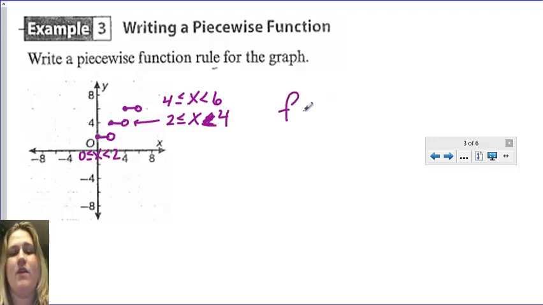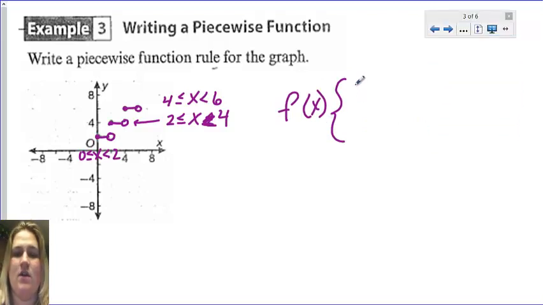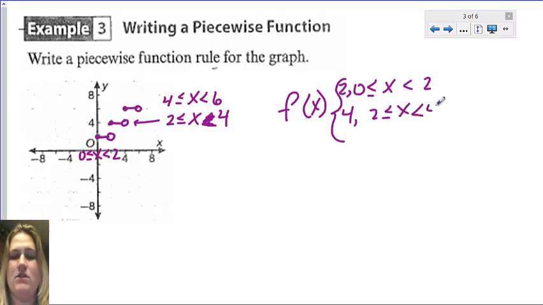So in this one, we have f of x is, and then each of those three things. Well, we also have to have our y value here. So we have 2 for 0 is less than or equal to x, which is less than 2. Then we have that it's at 4 when 2 is less than or equal to x, which is less than 4. And then the last one is at 6 when 4 is less than or equal to x, which is less than 6. Final answer.